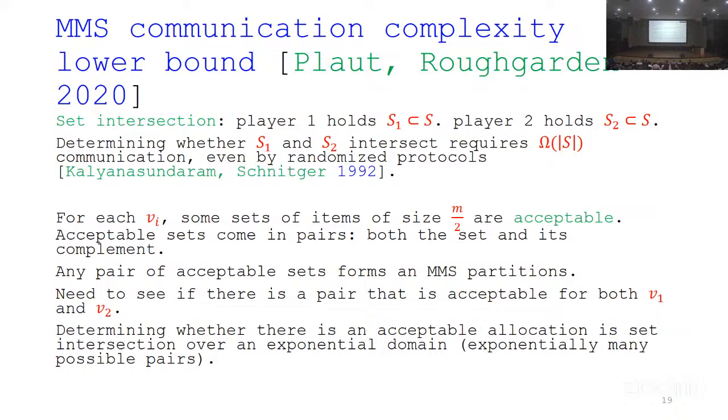So how can we describe this MMS allocation as a problem of set intersection? We create valuation functions that will achieve this. For each valuation function, some sets of items of size m/2 will be acceptable and some will not be acceptable. Those which are acceptable come in pairs: if a set is acceptable, its complement is also acceptable. So for each agent, you have the list of pairs that are acceptable, and they need to see if there's something in the intersection. If the intersection is not empty, then there's an allocation which is acceptable to both of them. If there's nothing in the intersection, there's no such allocation. So there's an MMS allocation if and only if the sets intersect, but these sets are of exponential size, because there are exponentially many sets of size m/2.